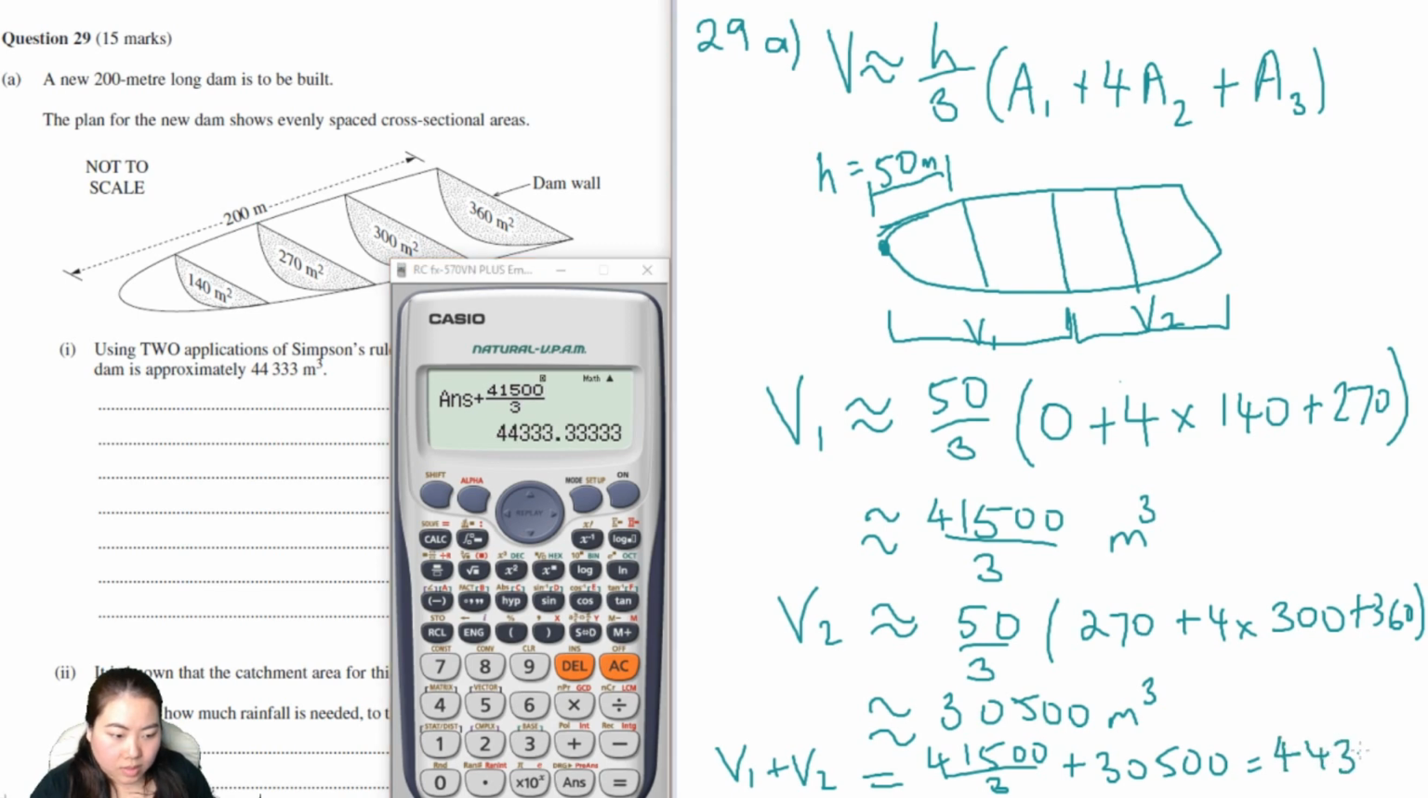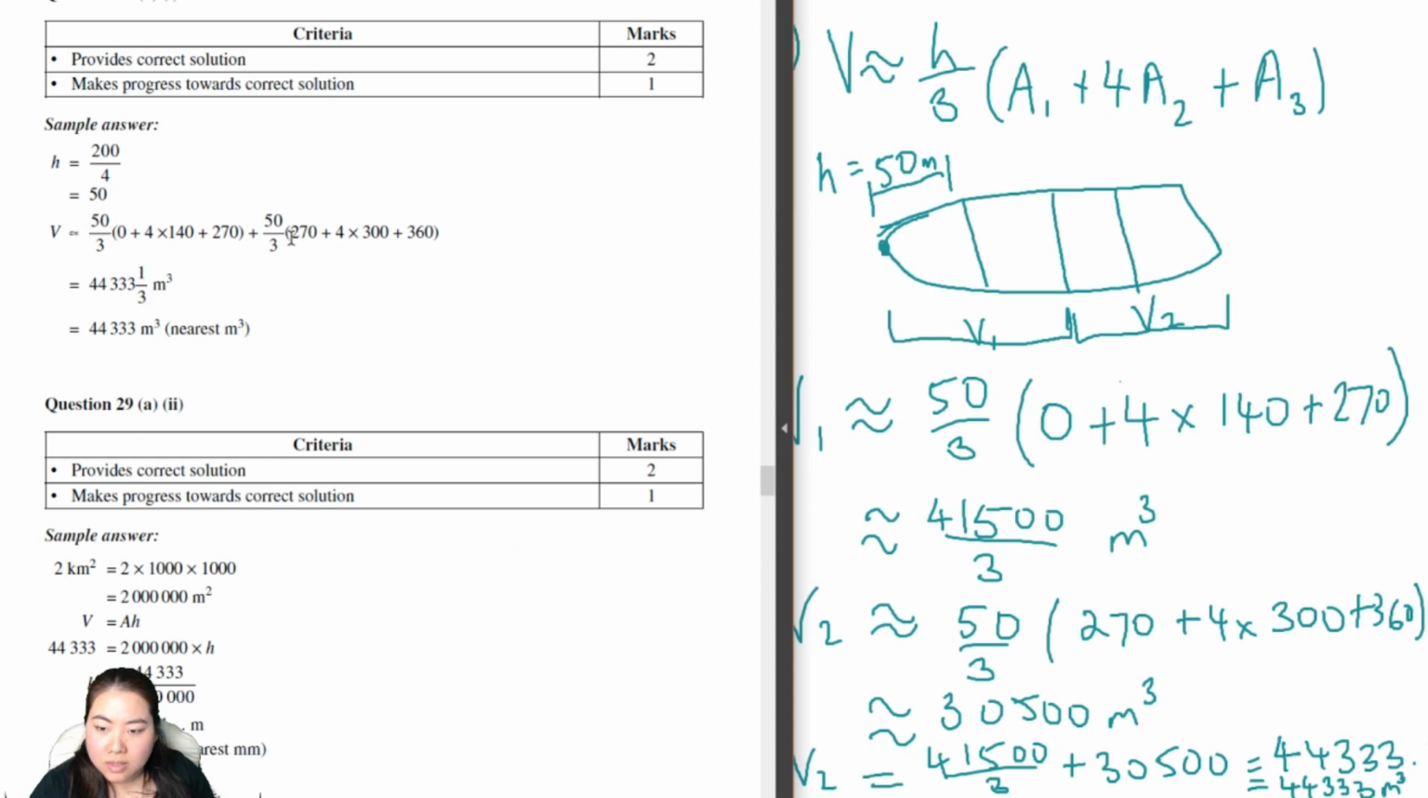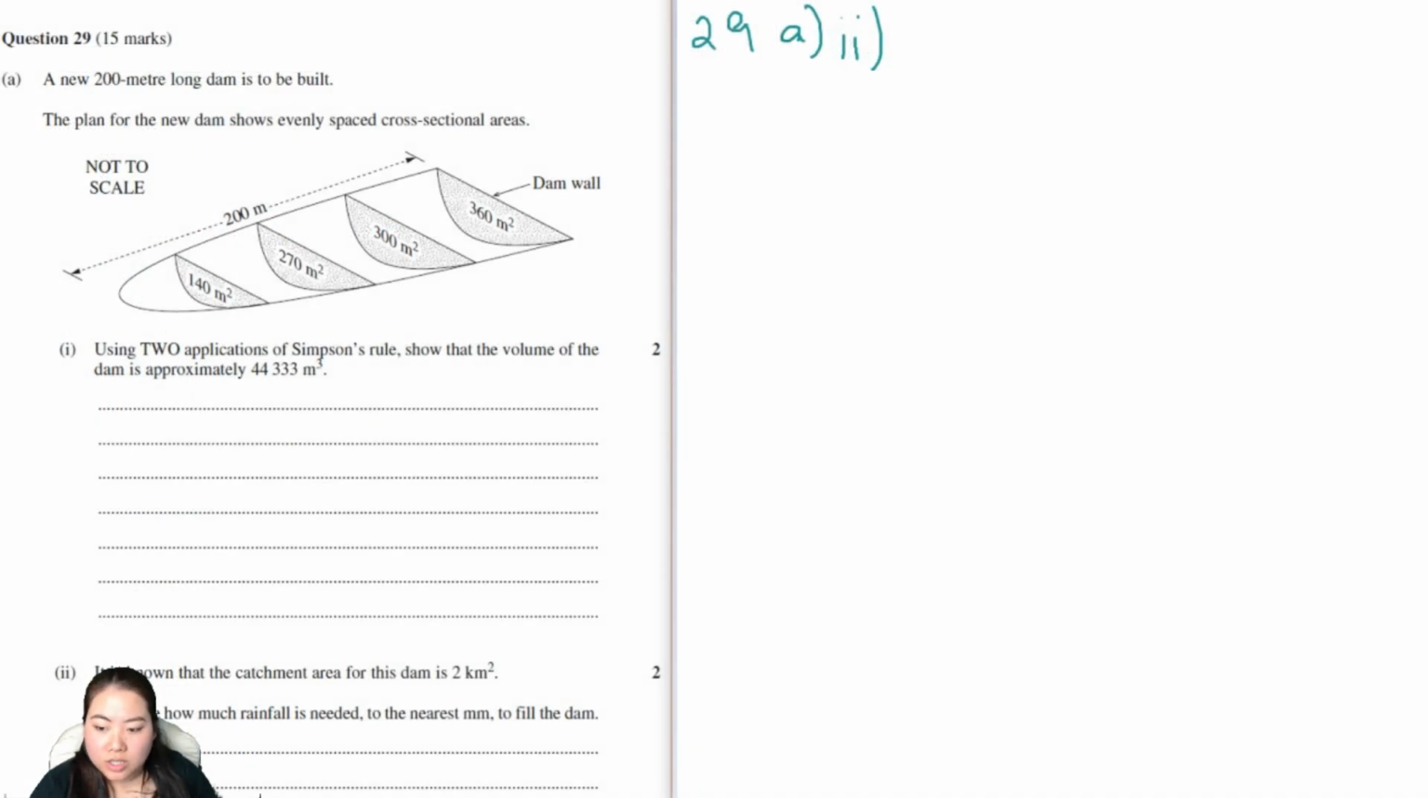We get 44,333.333. And then of course you would do another line to round it to the nearest cubic meter, like the question told you to do. And we're done. Show that the volume of the dam is approximately 44,333 cubic meters. Let's see what the answer says. So they did it all in the one line, which you can also do. And yeah.